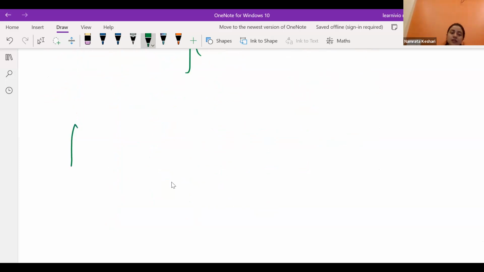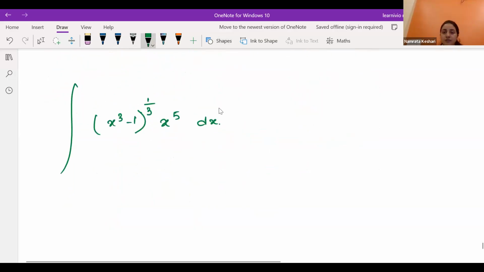Suppose we are having the integration of x cube minus 1 to the power 1 by 3, times x to the power 5 dx. What will we be having, Annapurna? What can be taken as a substitution? X cube minus 1. X cube minus 1, let's check it. X cube minus 1 as u. Yes.